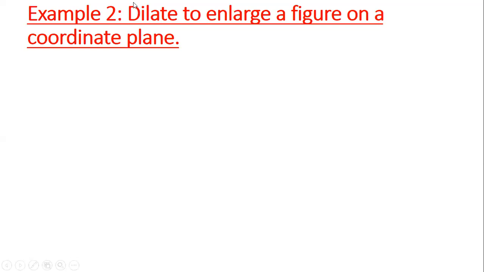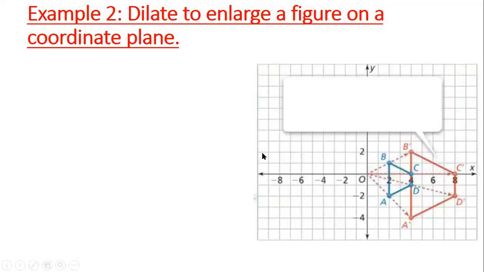Now, example 2. This is also from your book. We dilate to enlarge a figure on a coordinate plane. Let's have this figure. Just look now at A, B, C, and D. Don't look at A prime, B prime, C prime, D prime. So I have a pre-image, which is A, B, C, D.